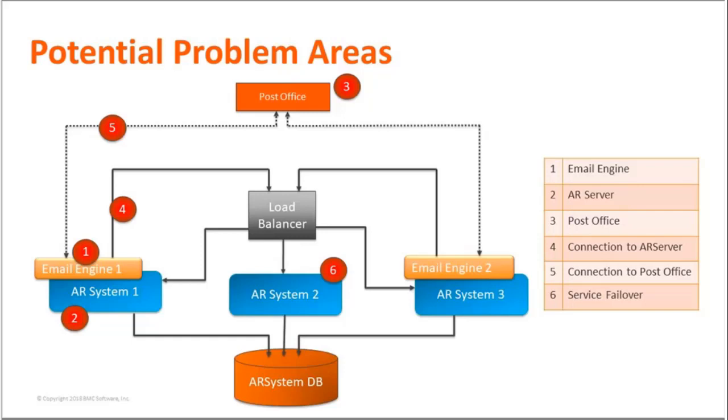These affect both incoming and outgoing messages. The security model for incoming email: you can set up the security model to use the login name, email address, or a security key. Workflow, and that includes incoming and outgoing. The third area is the post office.